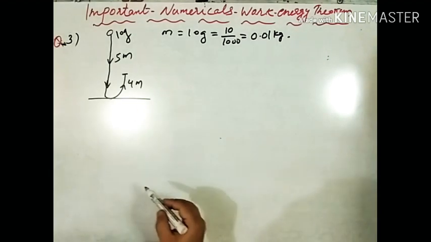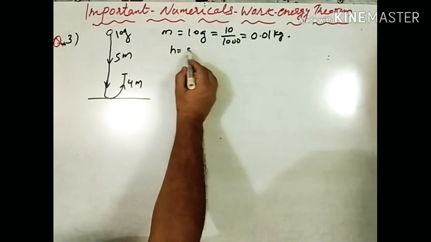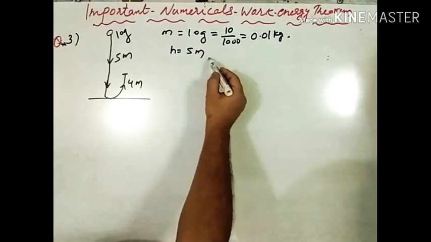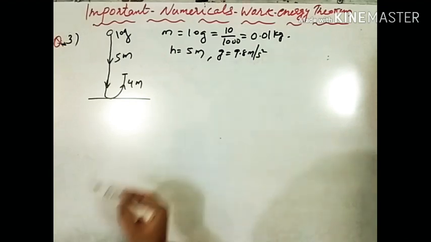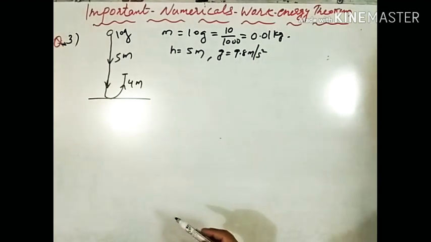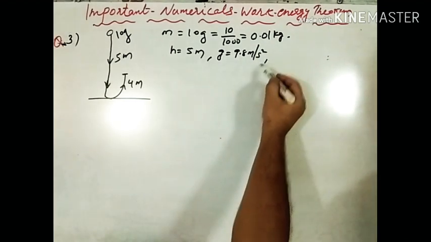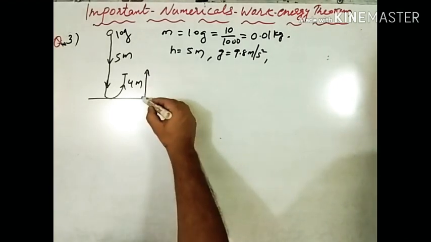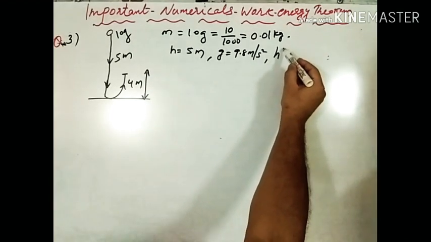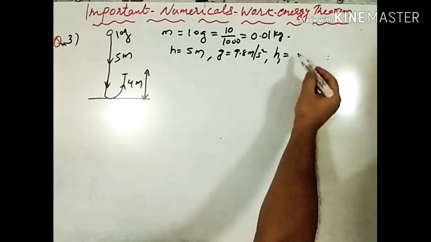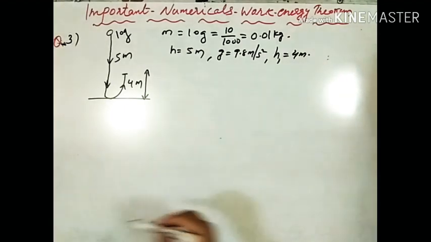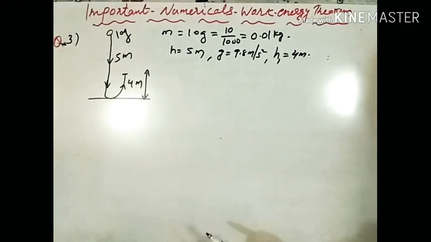Okay. So h is equal to 5 meter height. The value of g is 9.8 meter per second square, because they have given the value, we have to take the same value. And after rebounding, the rebounding height, I take it as h dash or h1, that's equal to 4 meter. That is the rebounding height. Alright, let's move to the first part.